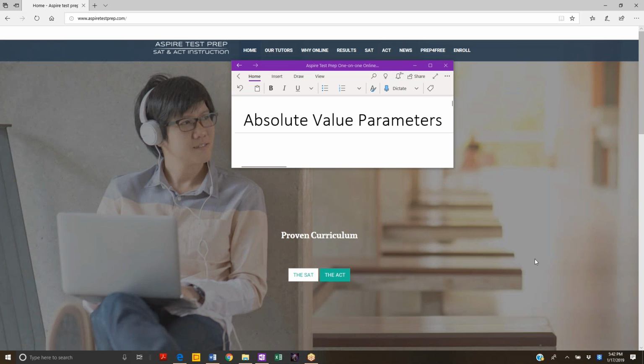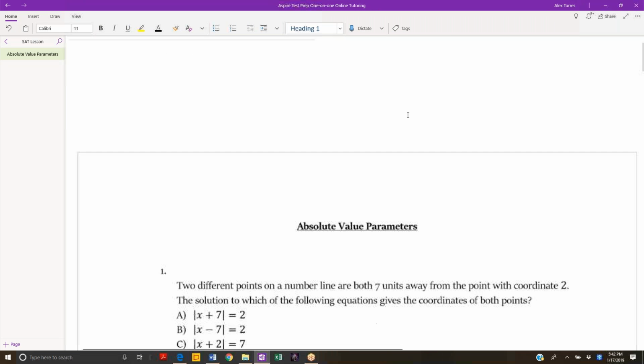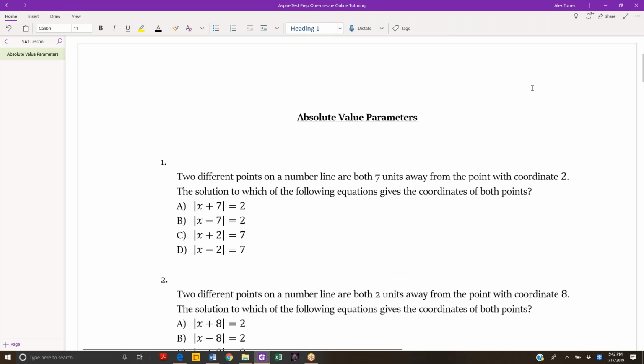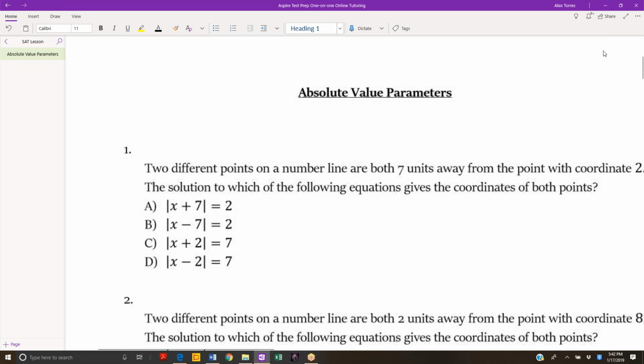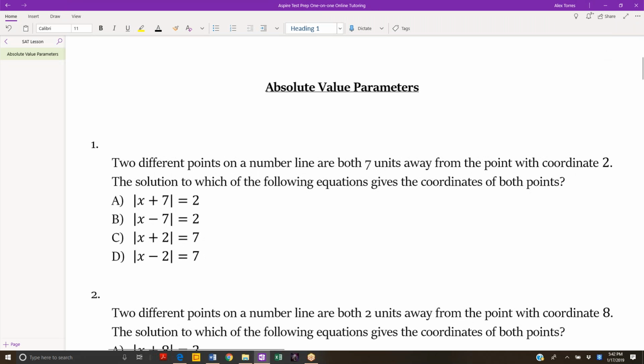Let's go ahead and get started with our lesson on absolute value parameters. The SAT is all about these code words and references. And if you see those code words and references and know what they mean and how to use them, you'll do better than everyone else.